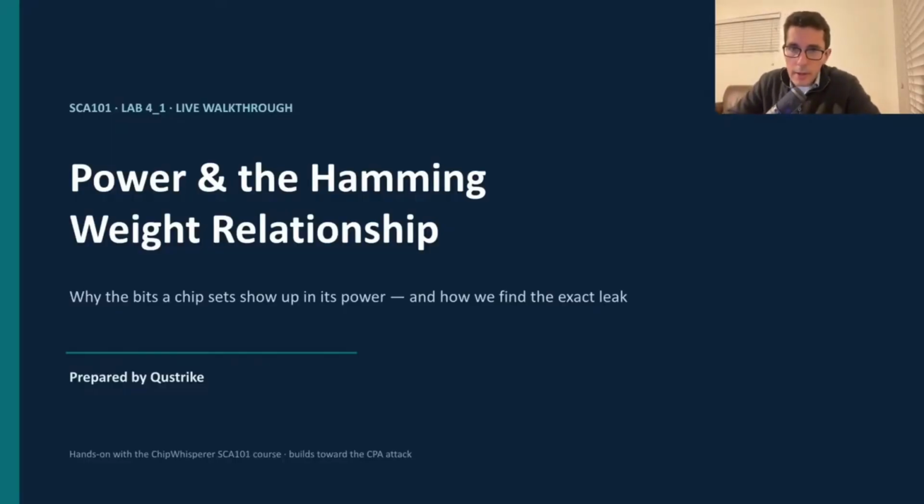Today we're going to be looking at the relationship between power and Hamming weight. Basically, how the bits in a chipset show up in a power trace and how we can measure that leak. This is the bridge between dynamic power attacks, like we did in the last episode, and the correlation power analysis attack we're building towards. We'll stay hands-on with the ChipWhisperer, but now with a more realistic leakage model instead of just a single bit.